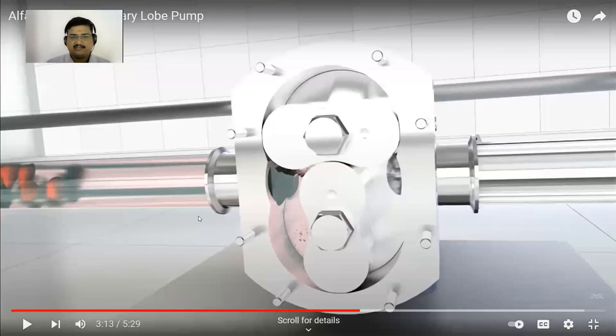bi-lobes. You can see the combination of the two lobes here in the picture. Have you seen it? Yes, sir. Yes, sir. I think now the idea of how bi-lobes and tri-lobes are there is clear in your mind.